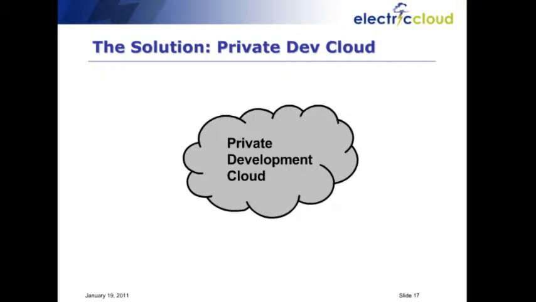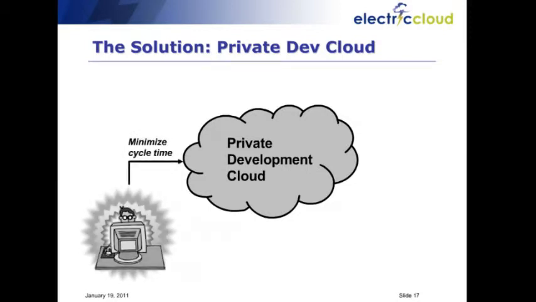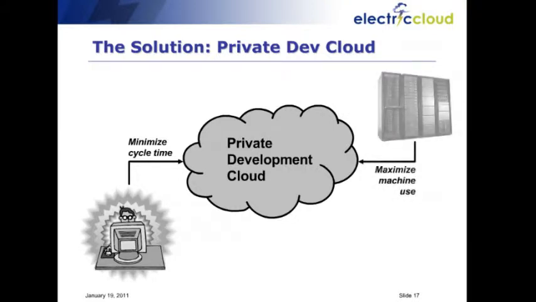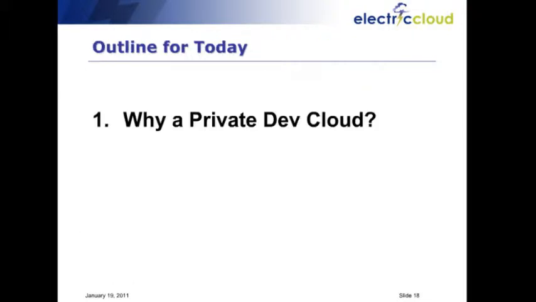Our vision of the solution to this problem is what we call a private development cloud. We believe if you can come up with infrastructure that can sit in between development and the infrastructure that IT provides, so that you minimize the cycle time for the individual developers for all the processes and workflows that they care about, and yet maximize the machine use from the massive infrastructure that IT is providing, then you will have won. You'll get the best of both worlds. And if you can do that and provide accessibility and elasticity and the ability to be charged only for what you use, you'll have nailed it.